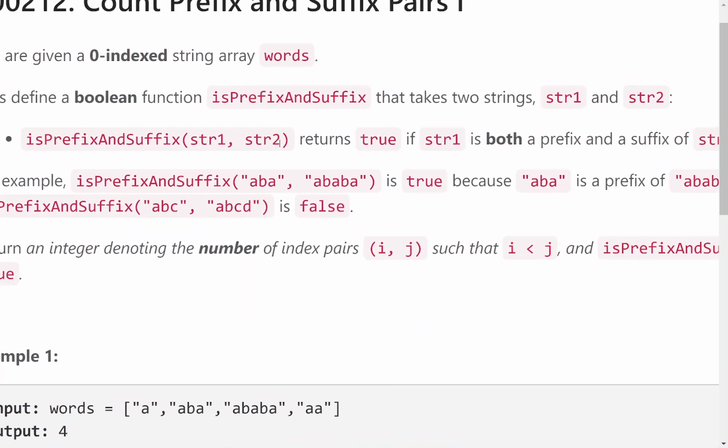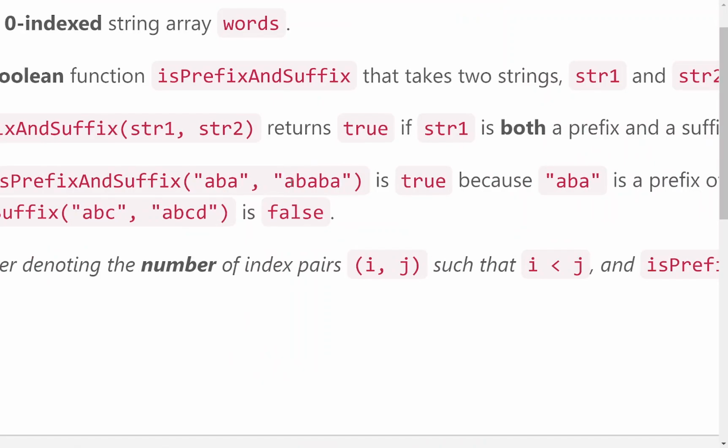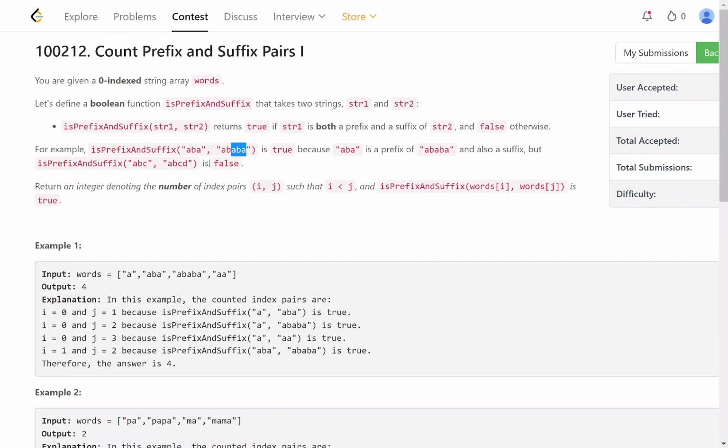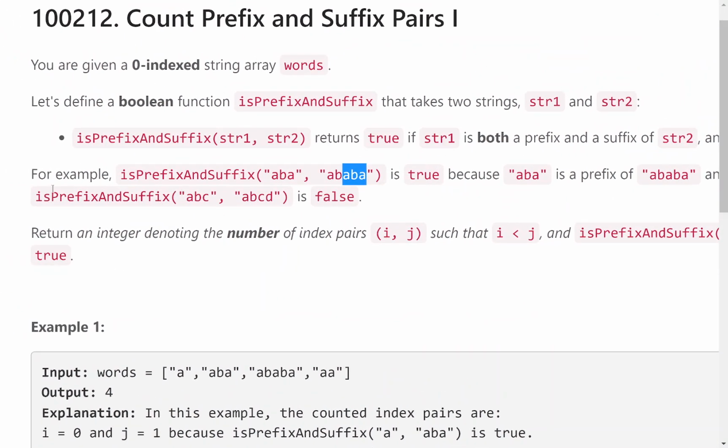And here is an example. If the first string is ABA and the second string is ABABA, then the first string, ABA, is coming up as the prefix in the second string, as well as the suffix. So in that case, this will return true. But if the first string is ABC and the second string is ABCD, it will return false because ABC is only coming as the prefix but not as the suffix. It has to come up as both prefix and suffix, only then it will return true.